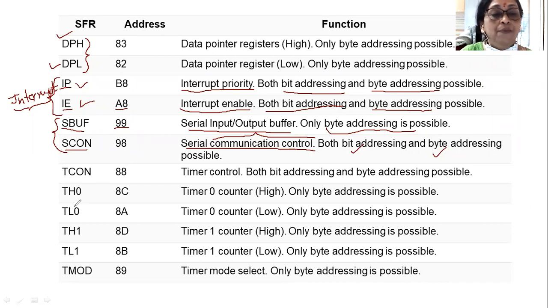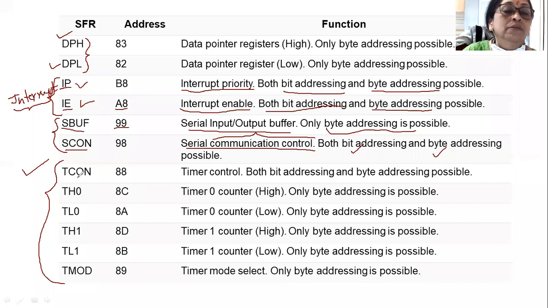Okay, now let us move to the next set of special function registers, starting from TCON to TMOD. All these registers are related to timer. As you know, how many timers are there in 8051? Can anybody tell me how many timers are there in the 8051? Yes, students, answer quickly, very easy question. Two timers are there, timer 0 and timer 1.